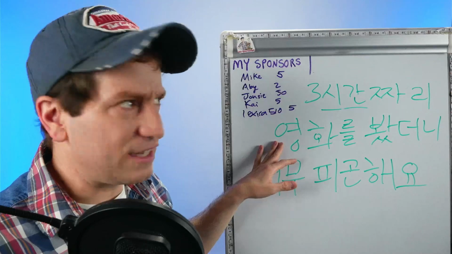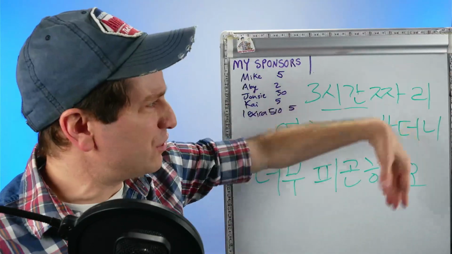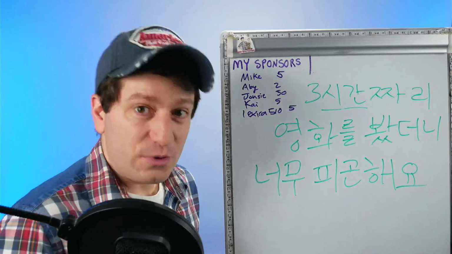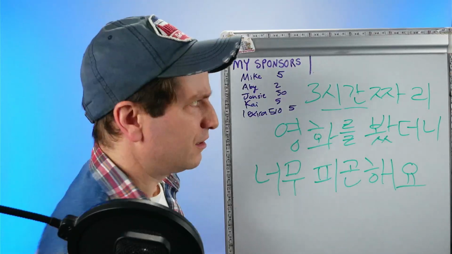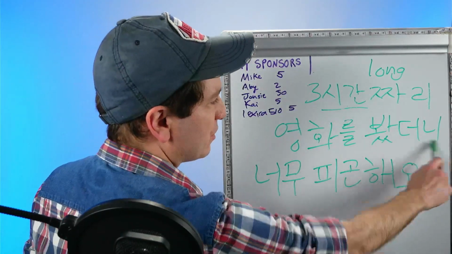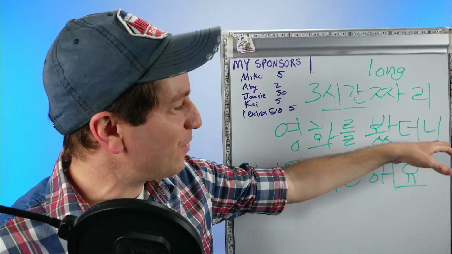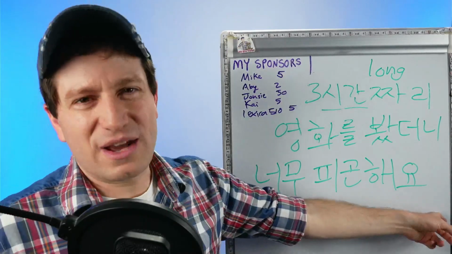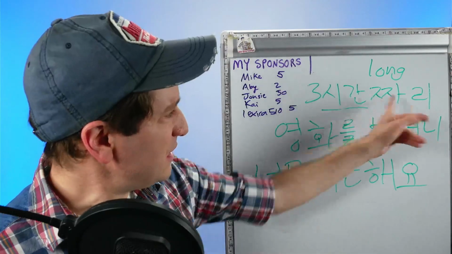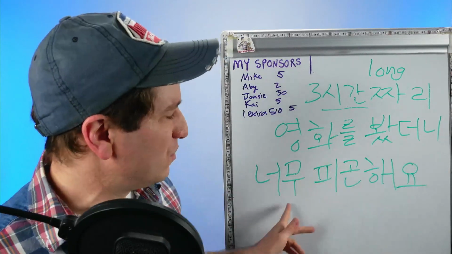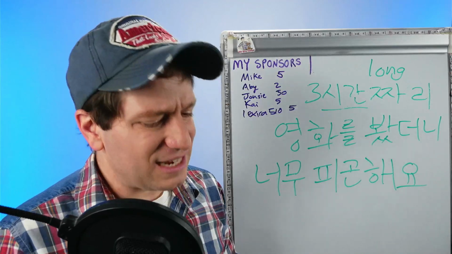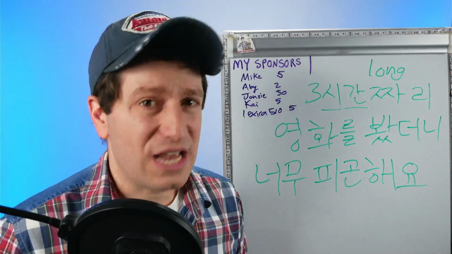영화 is movie. So we could just skip all of the translation nonsense and go straight to 3-hour movie. 3-hour long. 3시간짜리 영화를 봤더니. So I saw a 3-hour long movie, and then what happened after that was 너무 피곤해요, and I'm so tired. 3시간짜리 영화를 봤더니 너무 피곤해요. So I saw a 3-hour long movie, and as a result, I'm so tired.